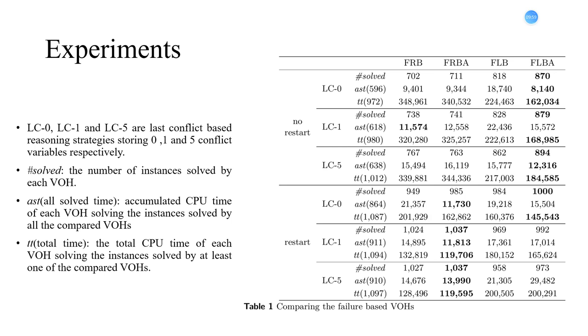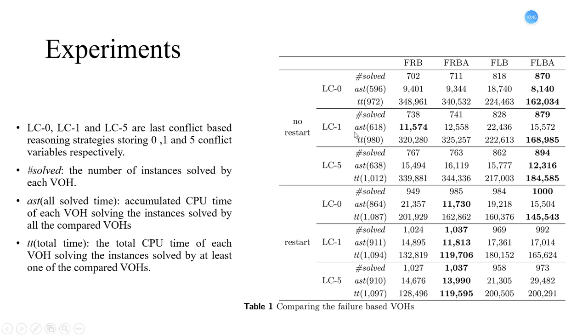Firstly, we compared the efficiency of the failure-based variable ordering heuristics in the table. The LC0, LC1, and LC5 are the last conflict-based reasoning strategies storing 0, 1, and 5 conflict variables respectively. The number solved is the number of instances solved by each variable ordering heuristic. And the AST is the all solved time. It's the accumulated CPU time of each variable ordering heuristic solving the instances solved by all the compared heuristics.